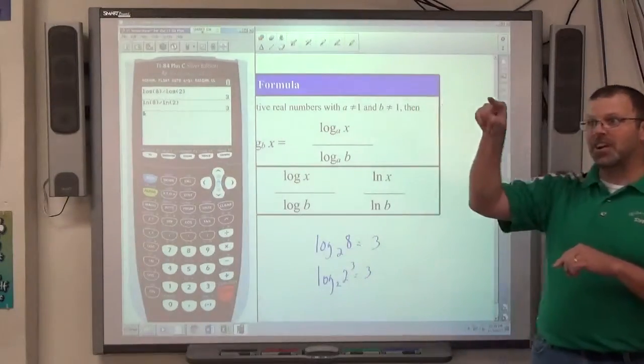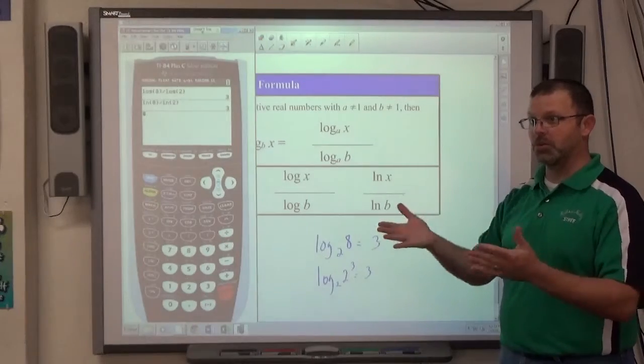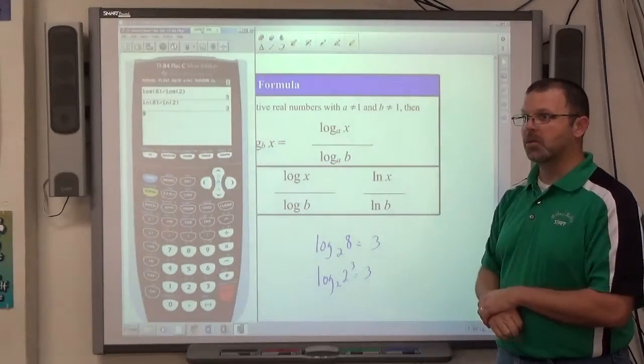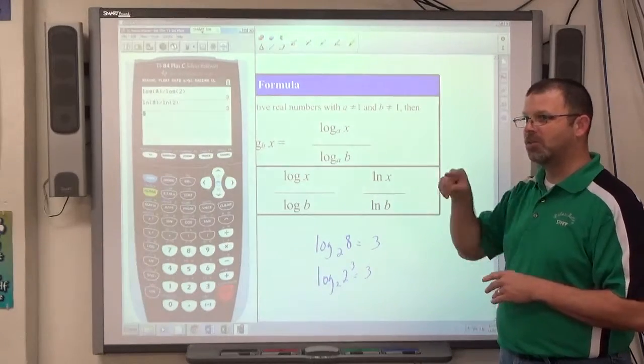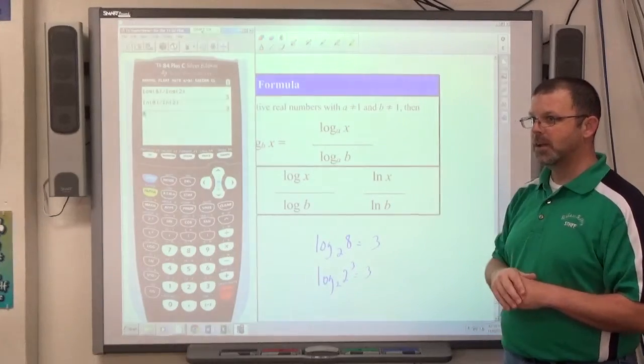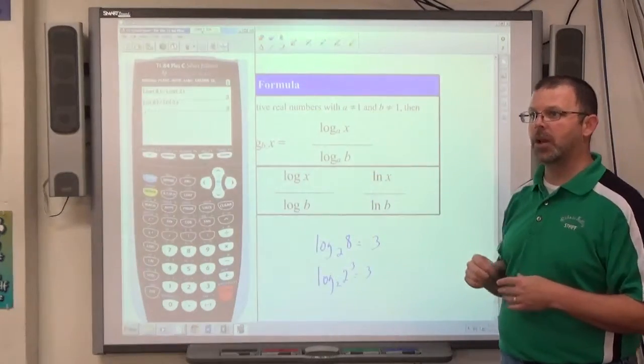If you do log on top, ln on the bottom, that's no good. You got to do the same one. So whatever you choose to use, ln or log, go with that. My favorite's ln because there's one less character to write. Log is 3 characters, ln is 2. If there's e's involved, I always go ln. If there's tens involved, I always go log.